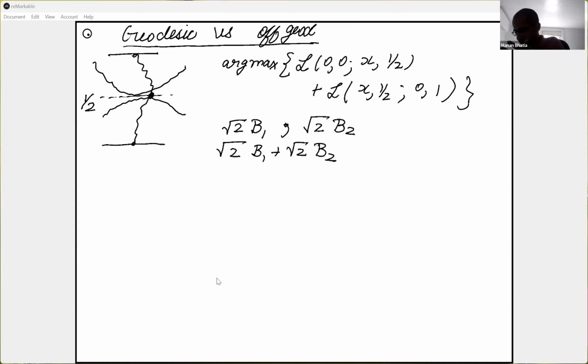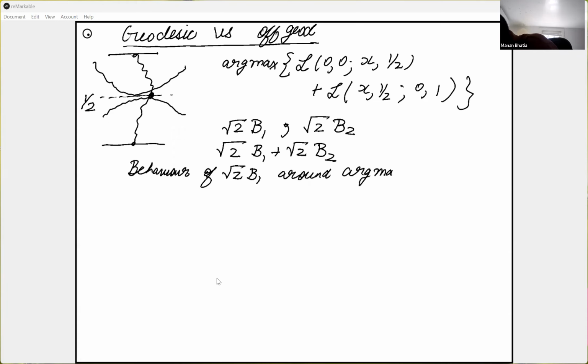Then you want to look at the maximizer of this, and the question is the behavior of B1, or the behavior of square root 2 B1, around the argmax of square root 2 B1 plus square root 2 B2(x). You take the argmax of this, and how does square root 2 B1 behave?